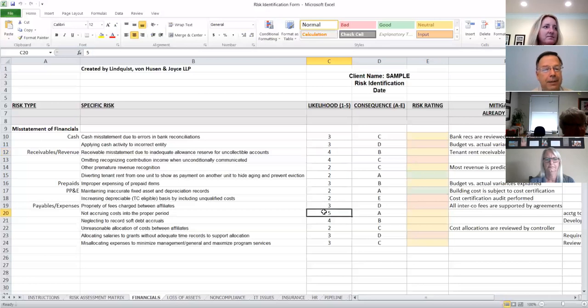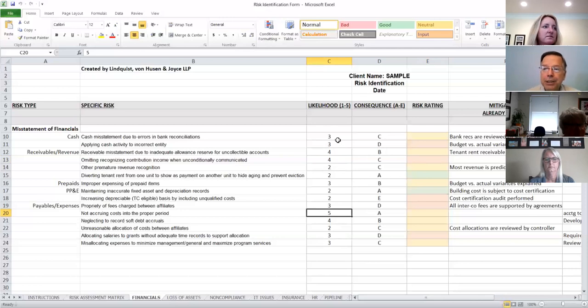Here's a 5, not accruing costs in the proper period. Now we're talking about payables and just doing an adequate search to make sure you've got all your payables booked in the right period before you close your books. That's pretty definitely going to happen unless there's some kind of mitigation in place. So I made that a 5.